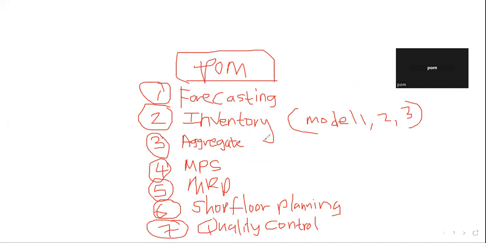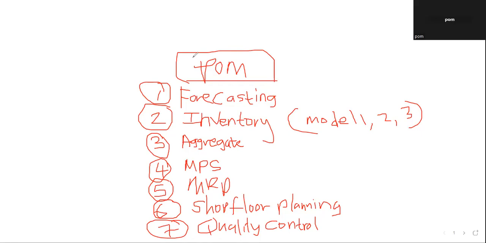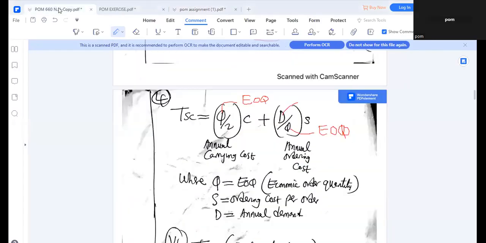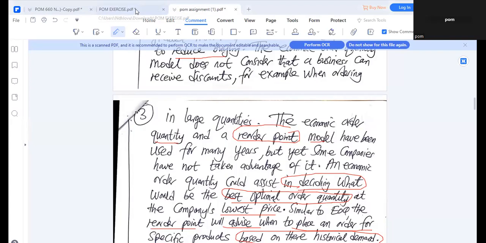Okay, but this is just for the sake of this assignment review that we are looking at. Then the other one we can talk about is aggregate planning, which was question 2, because this assignment had two topics.